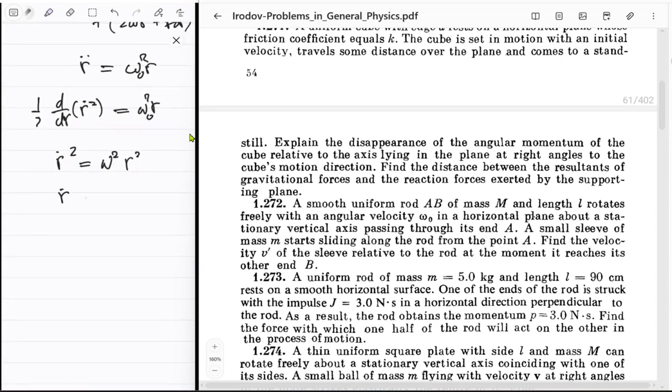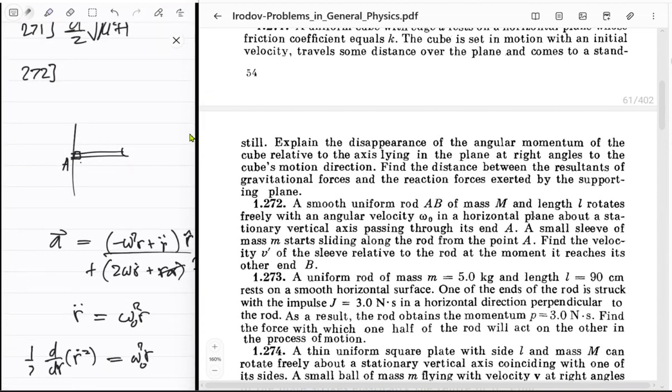You can write this as r dot is equal to omega r, because it's never pointing inside. So it's going out. That helps. We got this as our radial velocity. So we just have natural log of r going from something to something, and it's omega naught actually. Okay, this is weird.